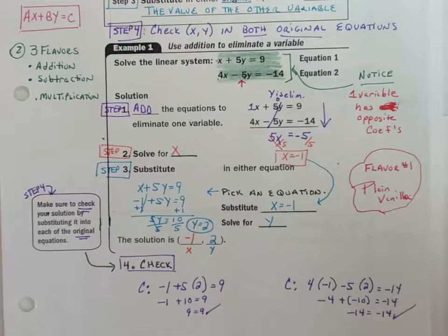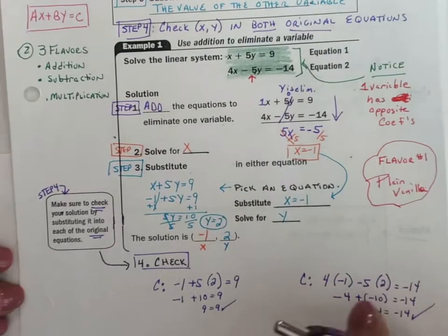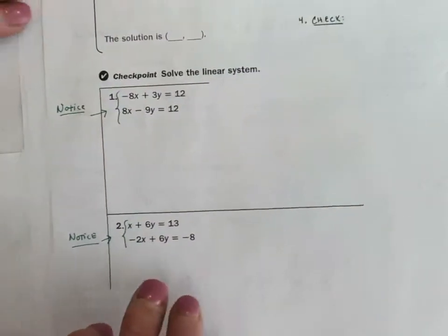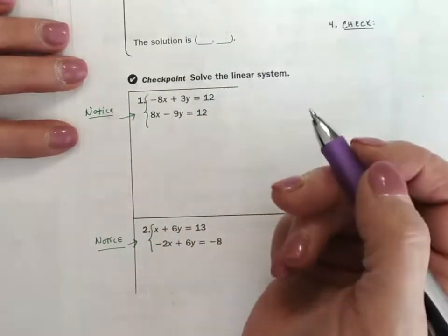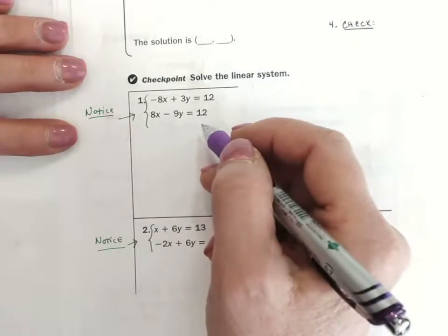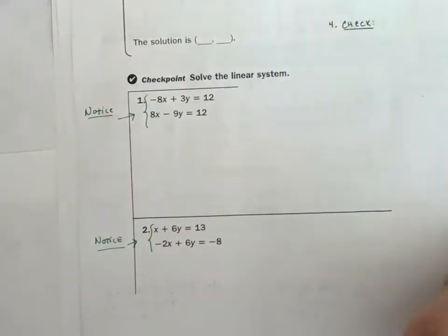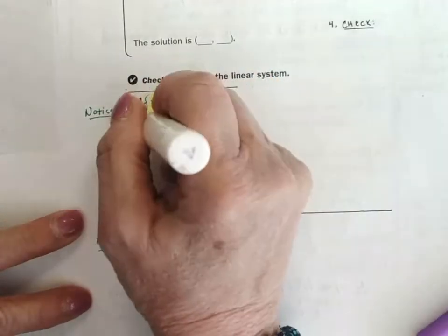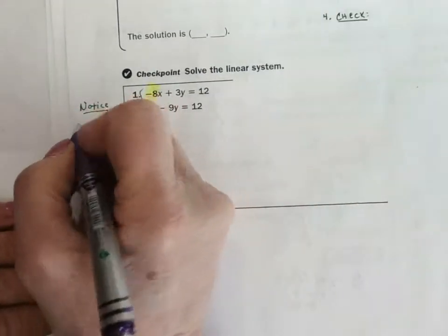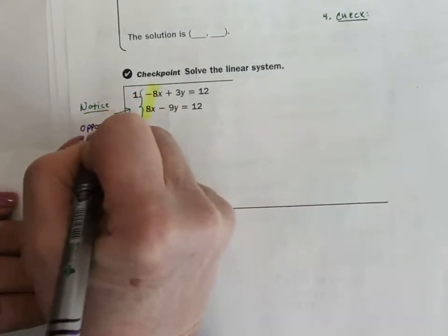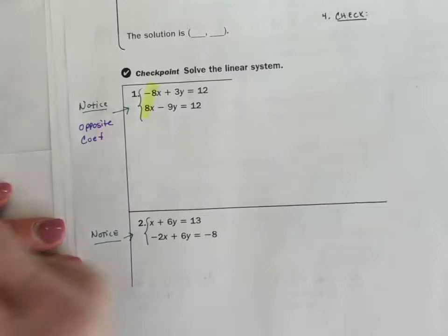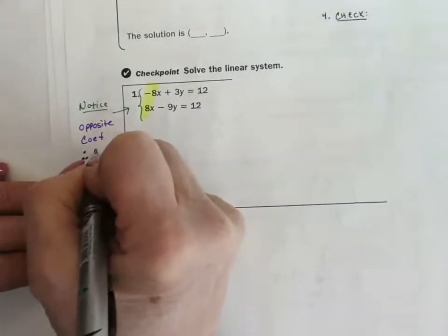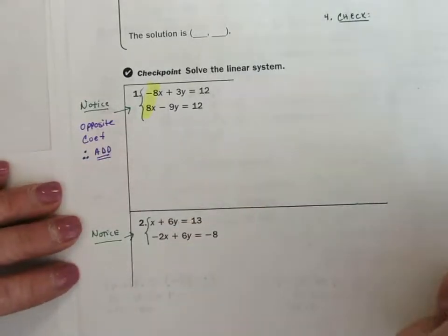So now what I'd like you to do is turn the paper over, and there's an example, number 1. So the first thing you do is you look at the equation, right? And you're going to look and see if you have opposite coefficients. And you notice here, opposite coefficients. Therefore, we're going to add. We're going to do the plain vanilla.